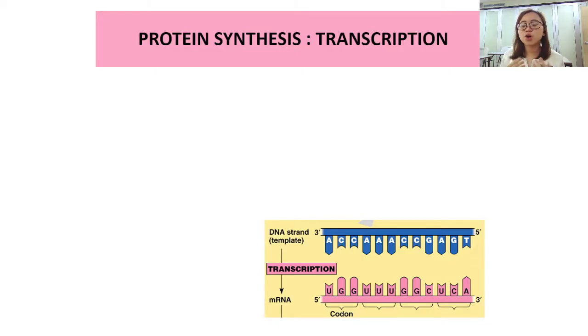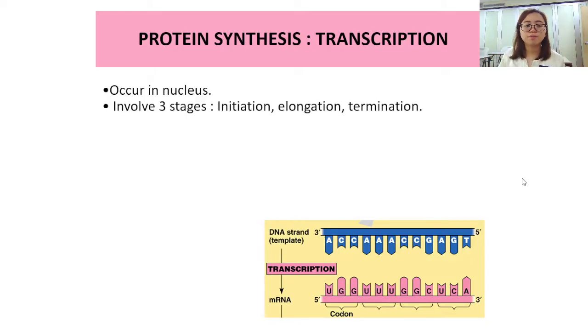Now we're going to go into the protein synthesis itself. So we already know that protein synthesis is composed of 2 stages, which is transcription and translation. We are going to start with the first stage, transcription. Transcription is the process that will occur in the nucleus, and it involves 3 stages, which are initiation, elongation, and termination.